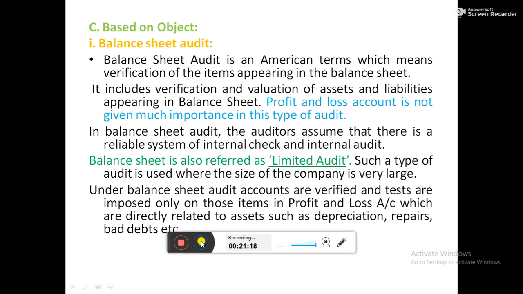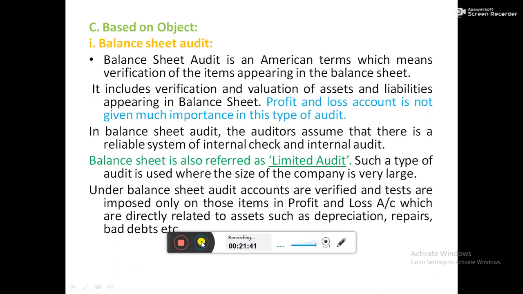It includes verification and valuation of assets and liabilities appearing in the balance sheet. Under this type of audit, profit and loss account is not given much importance and only the items which are appearing in the balance sheet are thoroughly verified by the auditor.